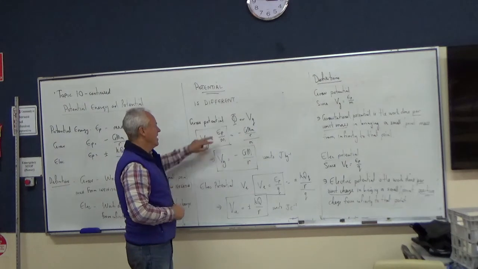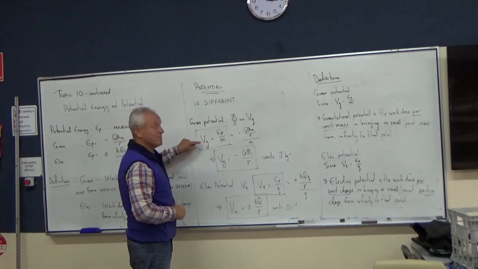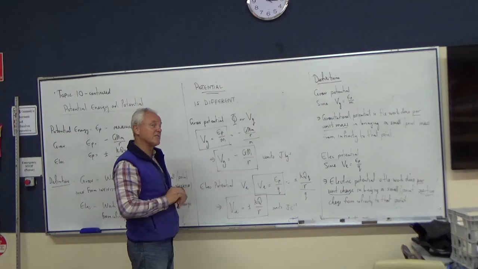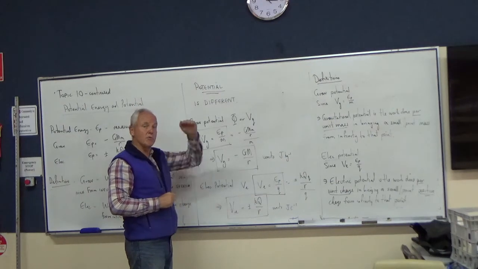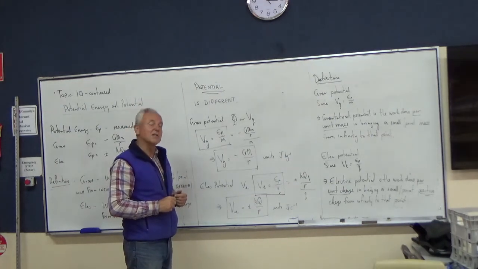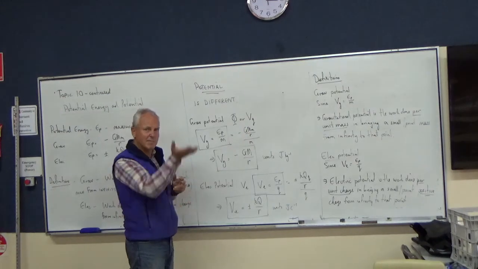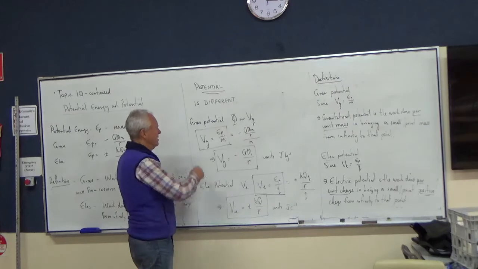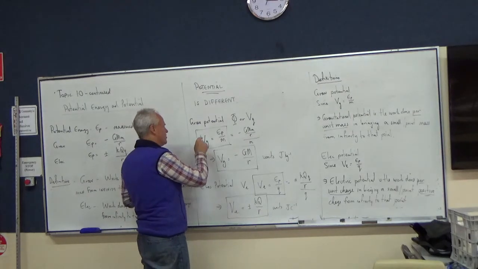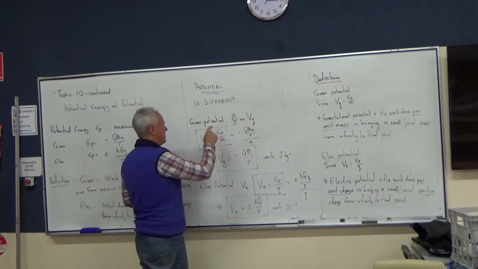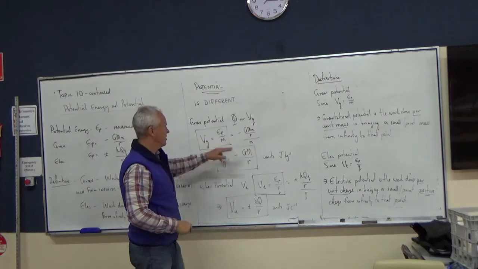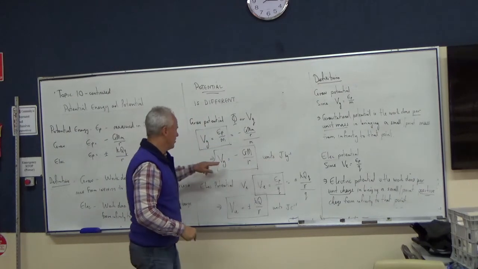And delta Ep would be m times delta Vg. If you go from one point to a point of different potential, then the potential energy will change. And how much will it change? Well, multiplied by mass, depends how much you move from one point to the other. From this one here, the units of V will be units of Ep over the units of mass, so joules per kilogram. Joules per kilogram are the units of potential.